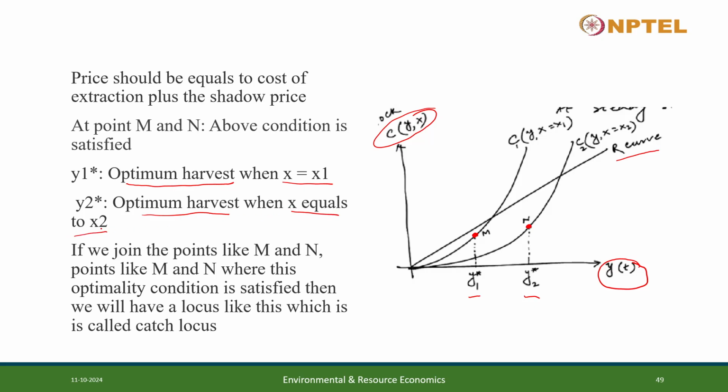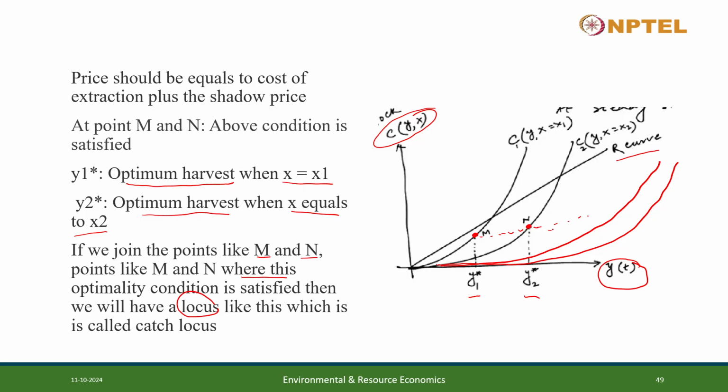Okay, now I am trying to join this value, M and N and so on. If we join points like M where the optimality condition is satisfied, then we have a locus. So we have different curves. There is another curve, and then there is another curve, and so on.